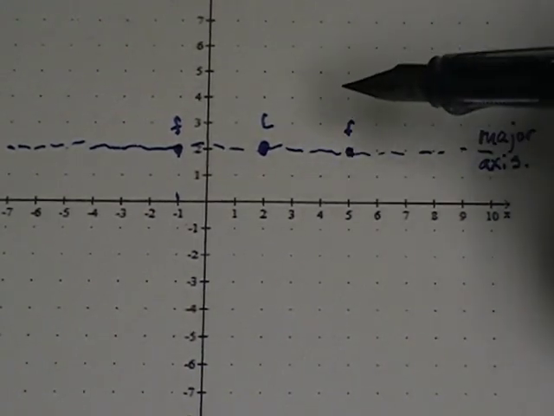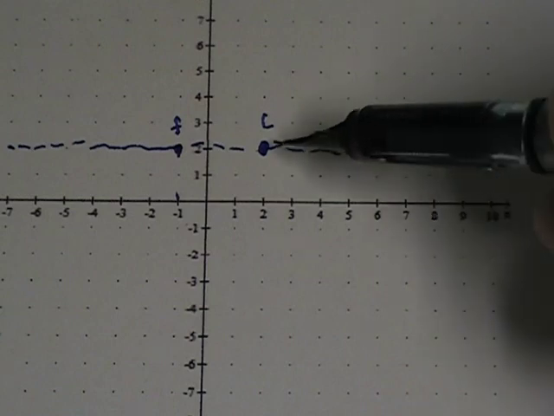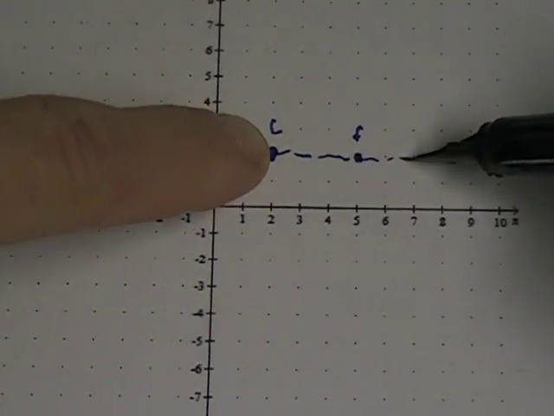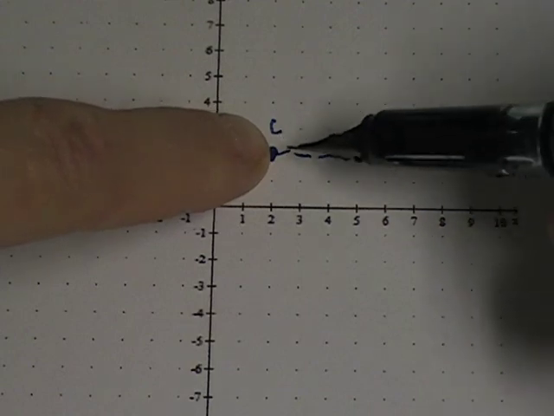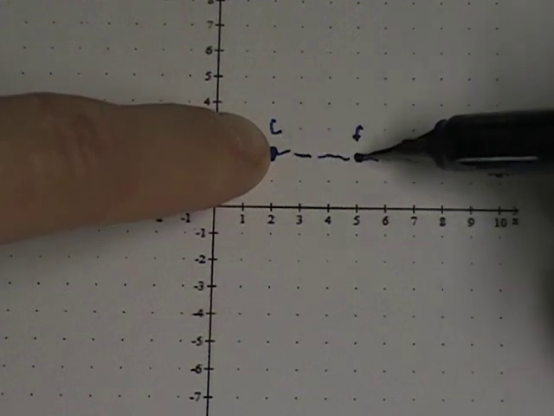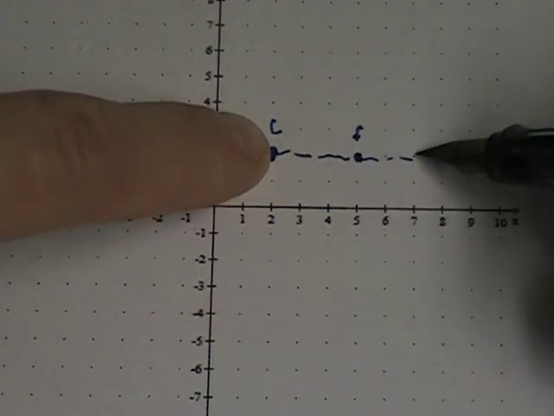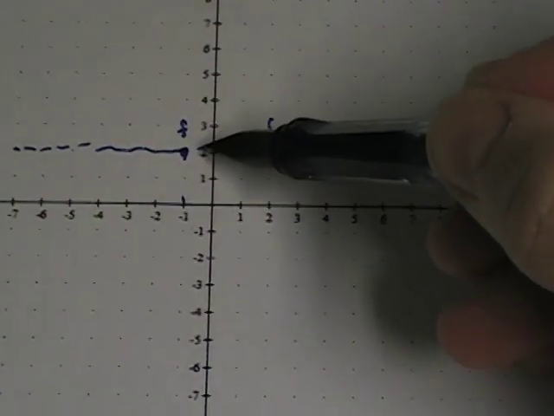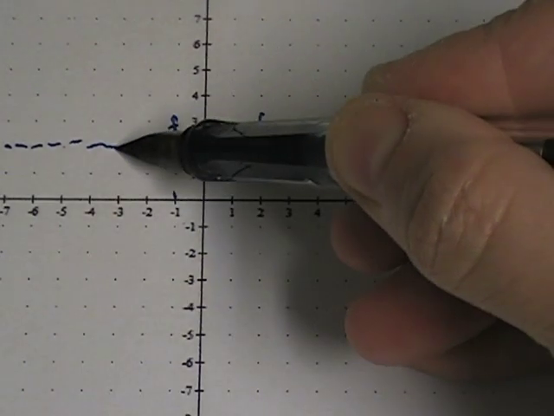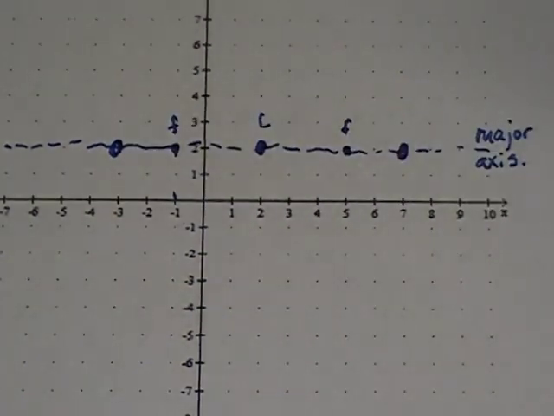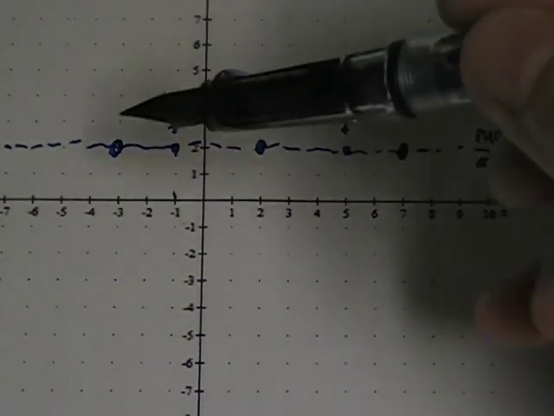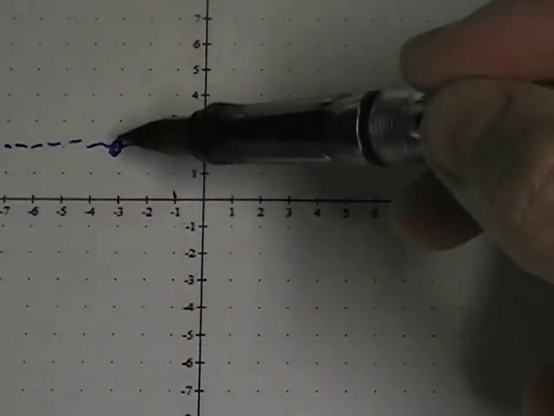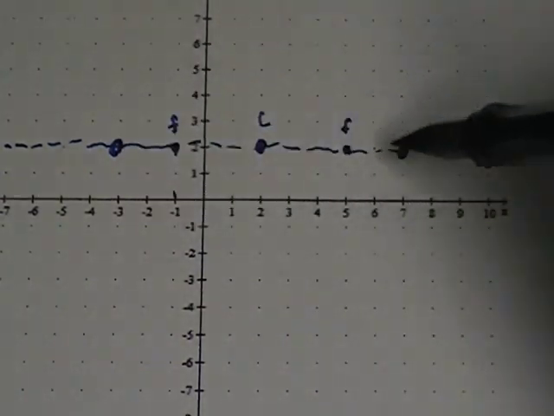Well, if the major axis has a length of 10, the semi-major axis, which will go from the center to the edge, has to have a length of 5. So 1, 2, 3, 4, 5. There's one edge, and then we go 1, 2, 3, 4, 5. There's the other edge. So our ellipse is going to go somewhere like that. Okay?